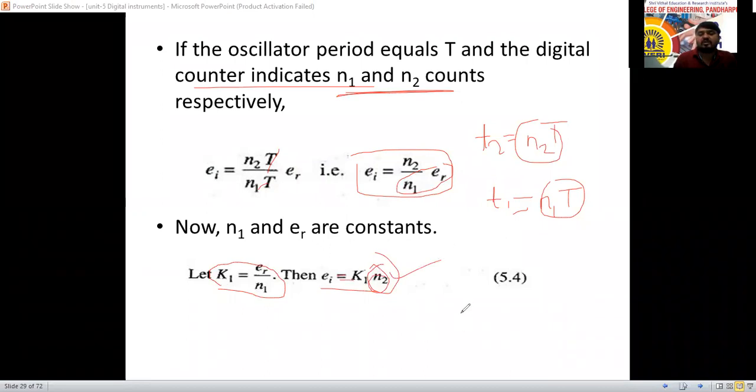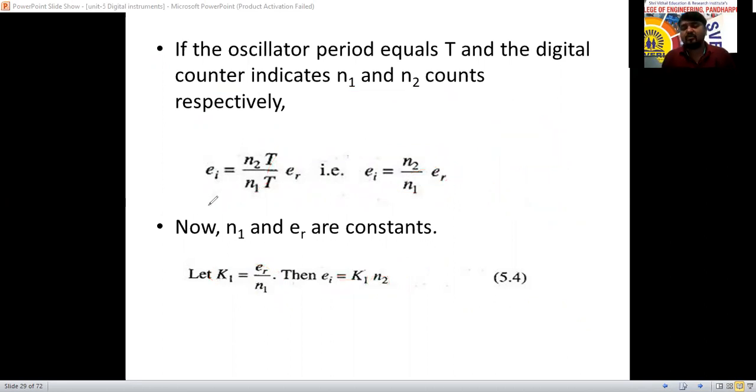Previously we used K2 equal to Er T2 as a constant. But now we are using Er divided by T1 as a constant, that is called K1. So the intentions are the same, but we have used different constants. Here K1, with N1, but previously K2, with T2. You have to remember that.